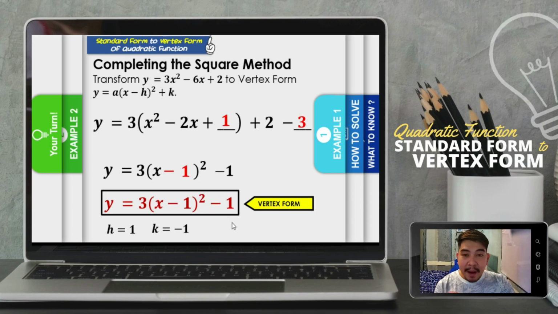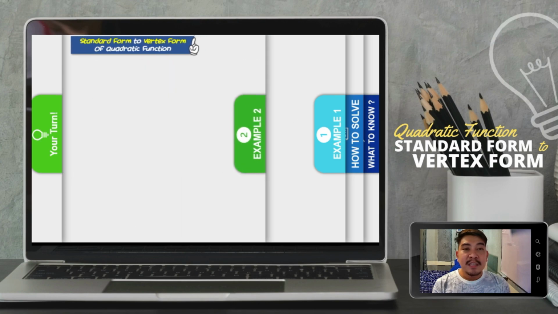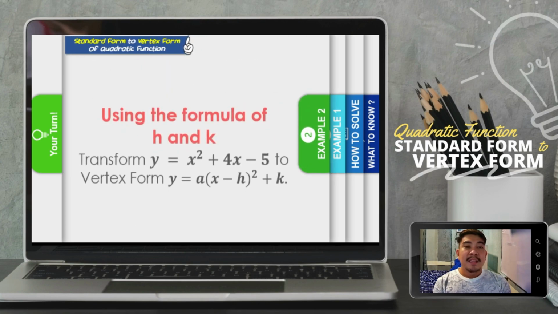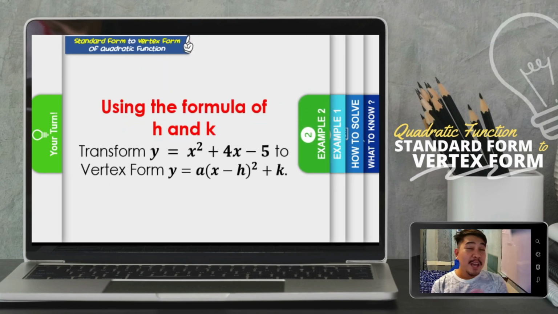And if we are going to combine the two, h and k, in ordered pair, we can now obtain the vertex that lies at (1, negative 1). So this is the first method in transforming quadratic function from standard form to vertex form. So the next method will be the use of the formula for h and k. Okay, so let us now have an example given by y is equal to x squared plus 4x minus 5.